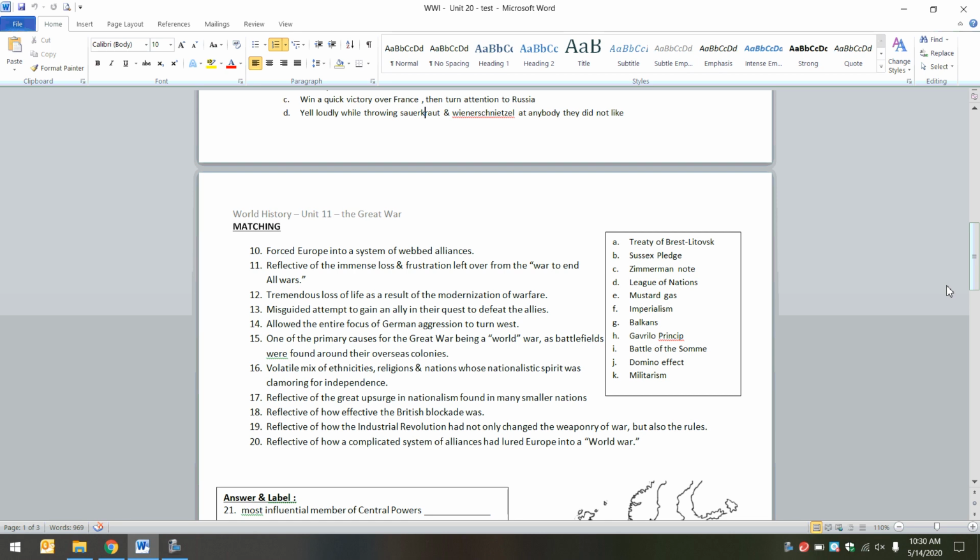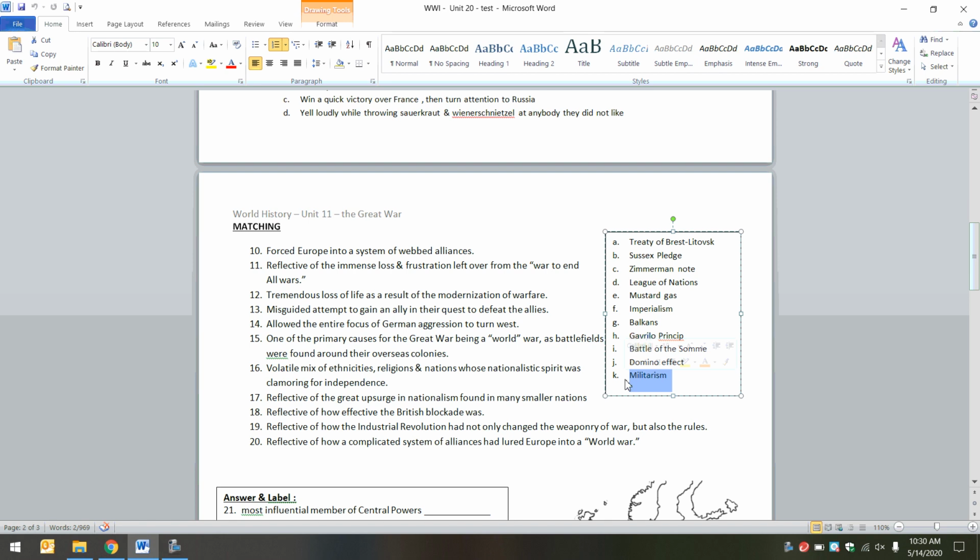Number 10, forced Europe into a system of webbed alliances. Well, why did Europe start making alliances? Well, because everyone was getting so big and strong, they were scared that their neighbors were too big and powerful for them, and so they tried to find a way to join an alliance to protect each other.